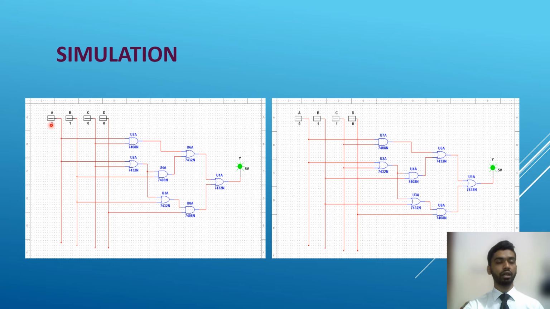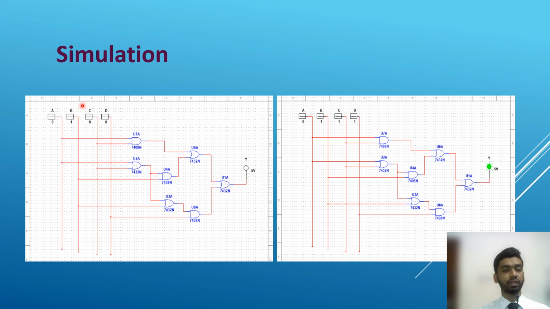Here we can see switches A and B are turned on and C and D are turned off, and as per our condition the output is high. On the right-hand side picture we can see switch B and switch C are turned on and switches A and D are turned off and the output is high.